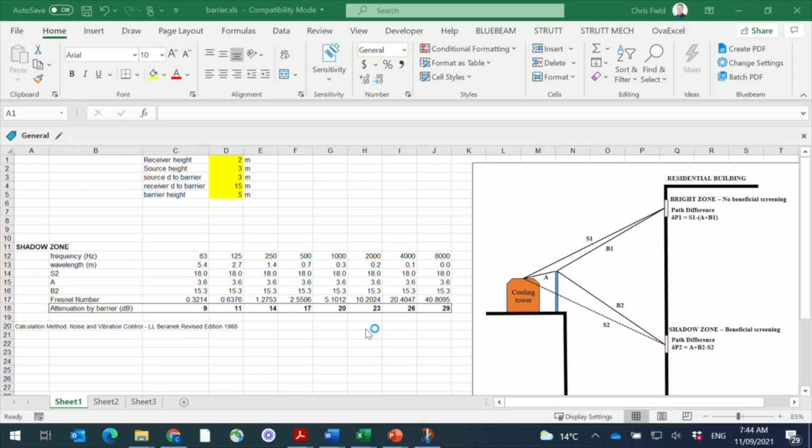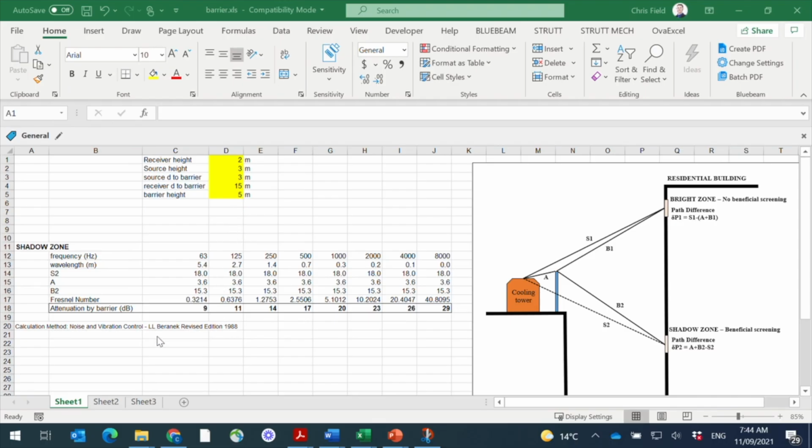This is a demonstration of the acoustic benefits you get from an acoustic barrier. What we're going to look at is the configuration of the shadow zone as I've previously presented. So this configuration here on the bottom right, where a noise source is blocked from a receiver by an intervening barrier. So the calculation involves the following inputs in these yellow cells, where you need to know the receiver height, in this case 2 meters, the source height, here 3 meters, the source distance to the barrier, the horizontal distance 3 meters, the receiver distance to the barrier 15 meters, and the barrier height itself 5 meters.